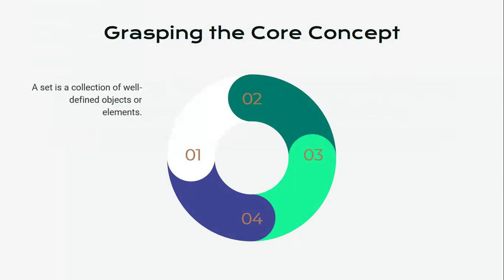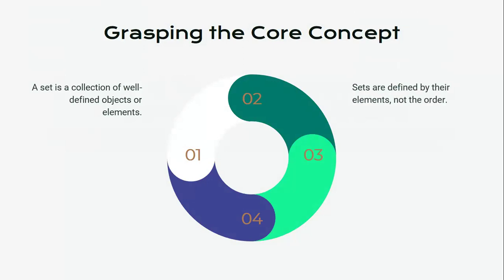A set is a collection of well-defined objects or elements. So this is just a collection of objects. It doesn't talk about whether they are ordered or not ordered, but these are similar types of objects.